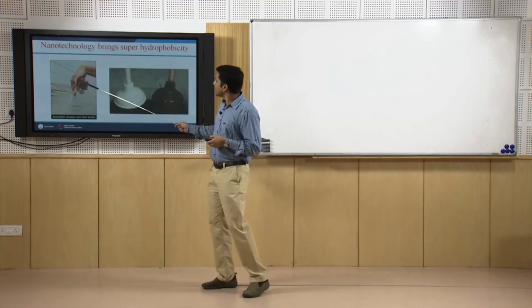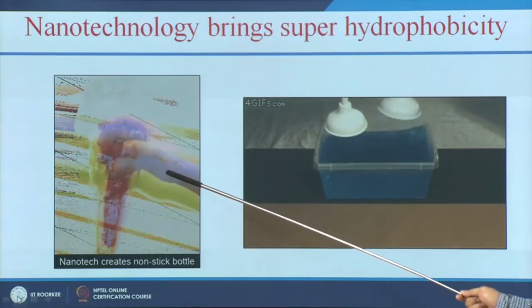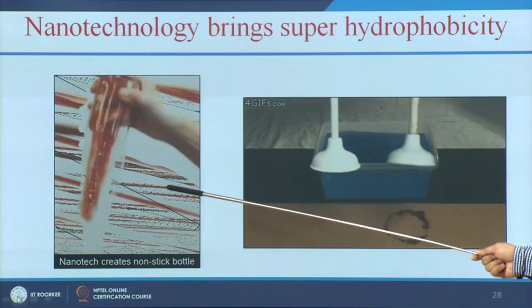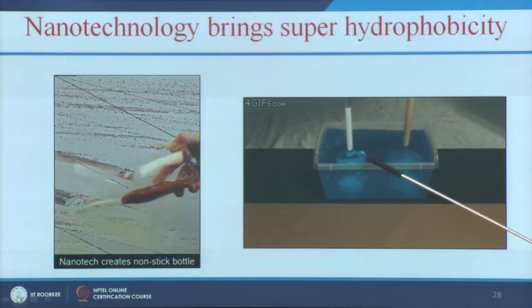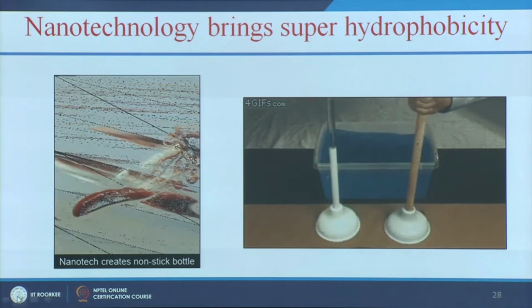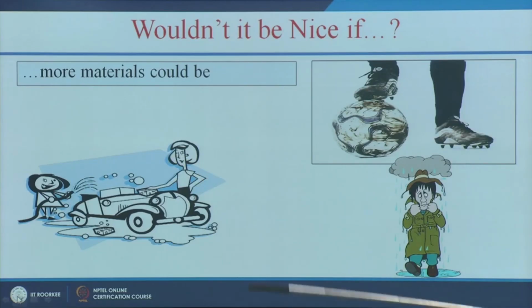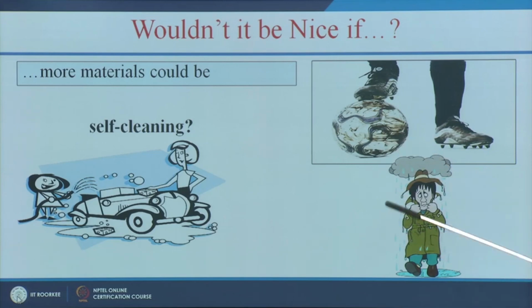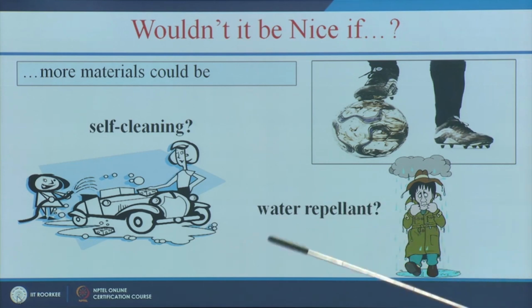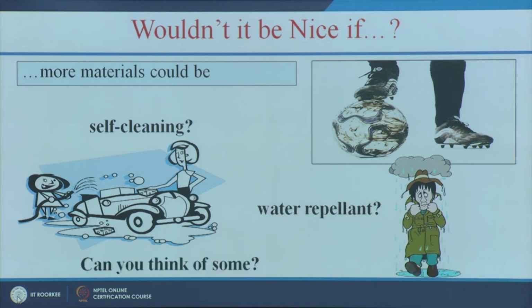Not only that, we can also make a non-sticky bottle. We don't want to waste even a single drop of ketchup. And we can also make super hydrophobic coating-based plastics, which will have a lot of applications. You can also think of some new ideas. For example, you can have such coatings on a car, so that you don't have to take your car to the service center for cleaning. It will have a self-cleaning property. Also self-cleaning shoes or footballs, and again water-repellent clothing materials. Okay. So we can think of something like that.